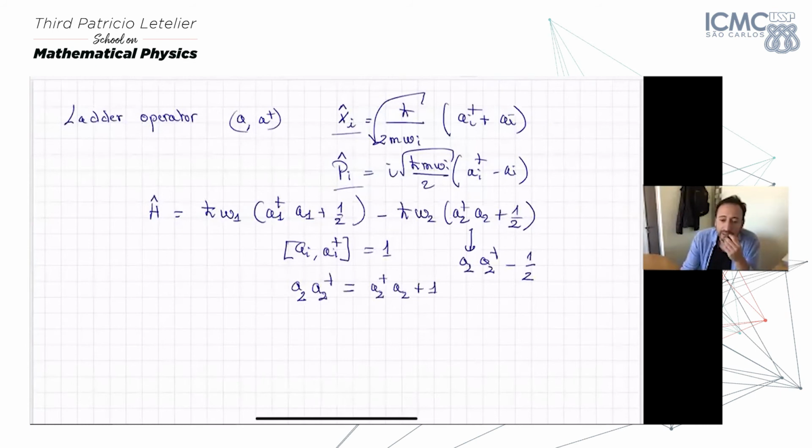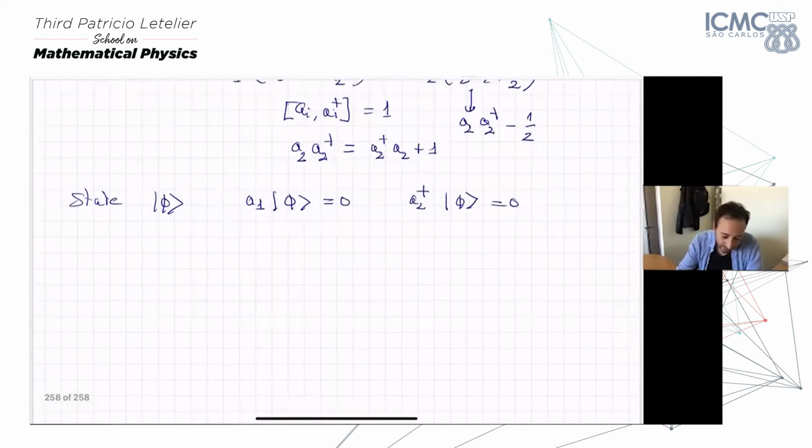Fine. So let's do it in this way. Historically, at least it was done like that. It's just a way to see what we call a ghost. We can think of some state, let's call it phi or 0 or whatever we want, which has this property that a1 acting on it is 0, and that a2 dagger acting on that state is 0. So that will be our vacuum. Let's define it in this way. Why not? It's a problem, but we will see.